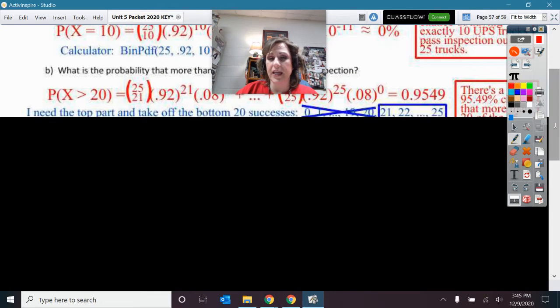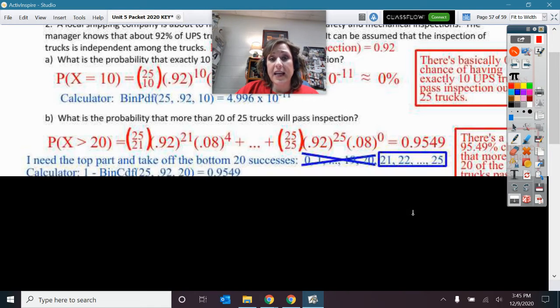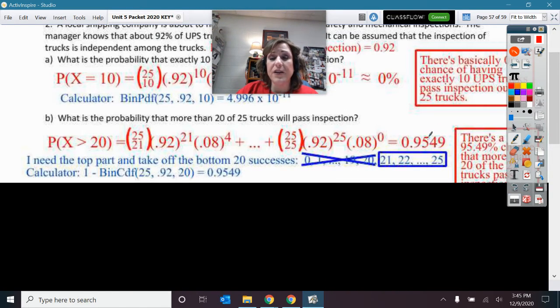All right, so taking a look here. Oh, more than 20. So there's a 95% chance that we should have more than 20. So let's think carefully.